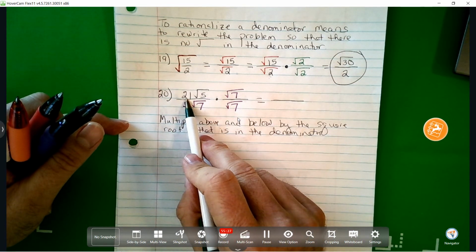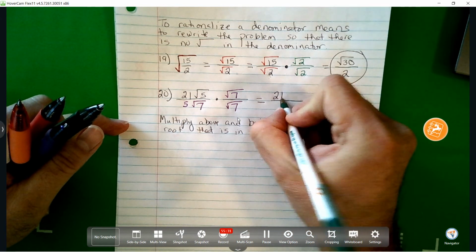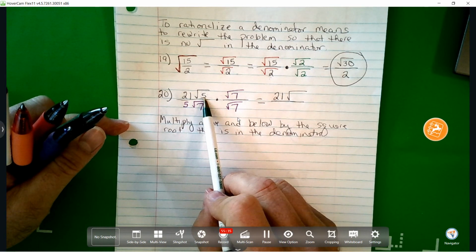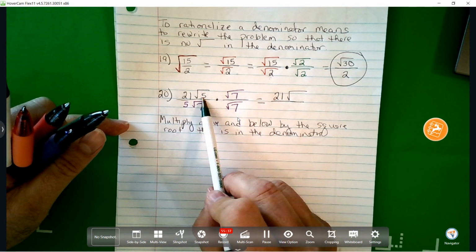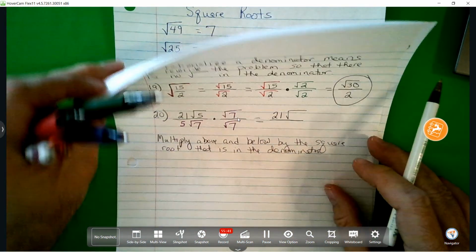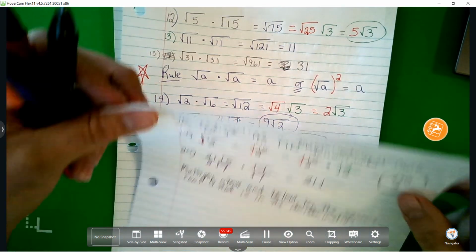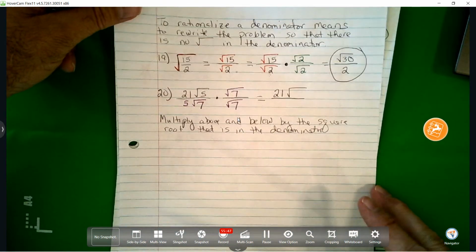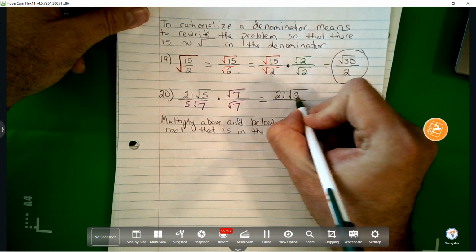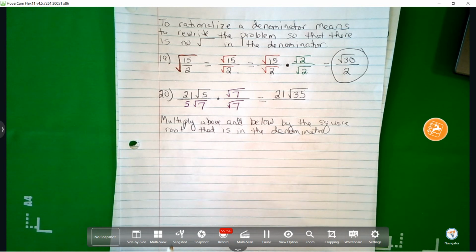There's nothing to multiply the 21 by. It just stays 21. What number are we going to have under the square root now? Well, to multiply square roots, you just multiply the numbers under there. That's what I was trying to show you when we did problem number 11. Once again, notice how it's building. 5 times 7, 35. So we have 21 square root of 35 on top.